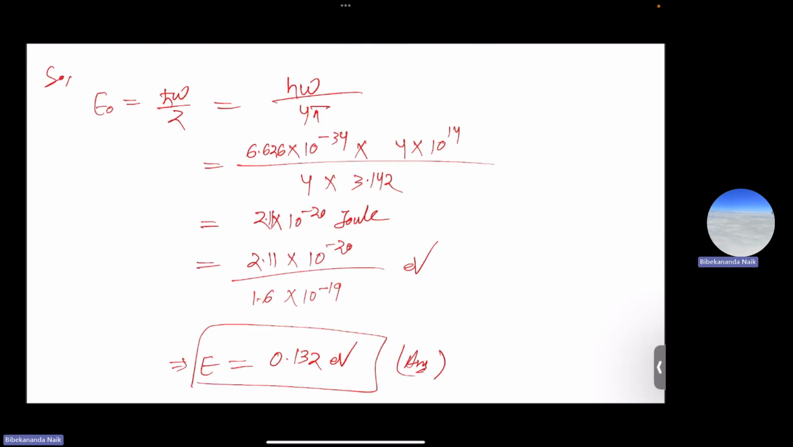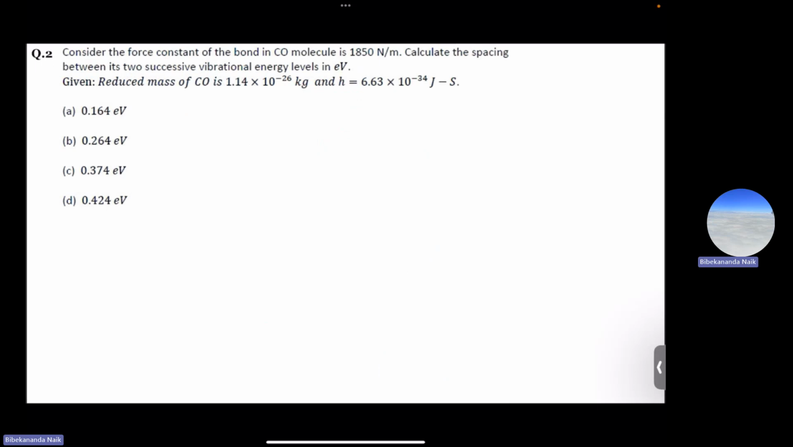Okay, so let's go to the second question. The question says, consider the force constant of the bond in carbon monoxide molecule is 1850 Newton per meter. Calculate the spacing between its two successive vibrational energy levels in electron volt.